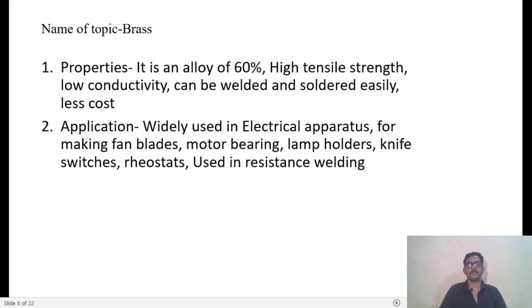It is widely used in electrical apparatus for making fan blades, motor bearings, and lamp holders. You have seen the lamp holders. On the back side of the lamp holder, you will see a spring type structure. That is made from brass. Cost is also less. It is used for knife switches, rheostats, and in resistance type welding. Further in the syllabus, everyone will know about resistance type welding. Knife switches in early days were used for making and breaking of connections.